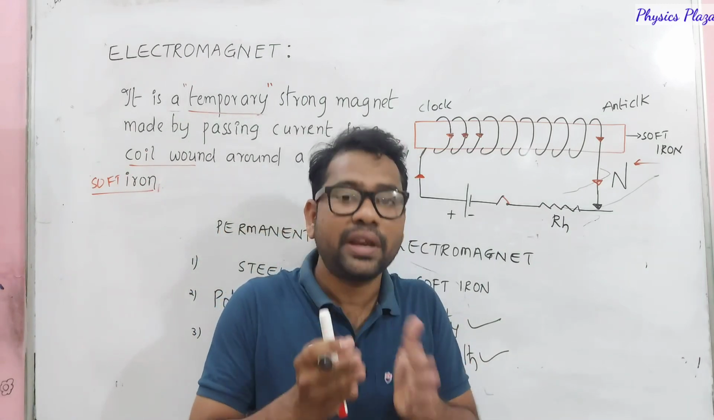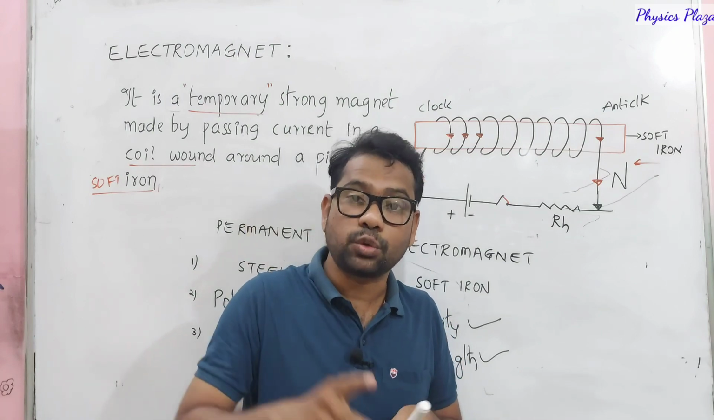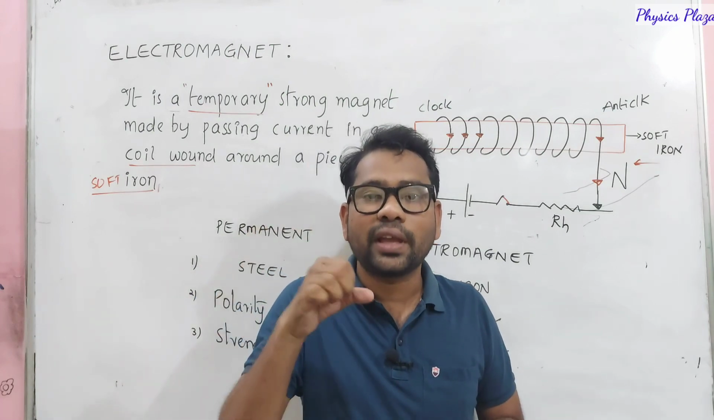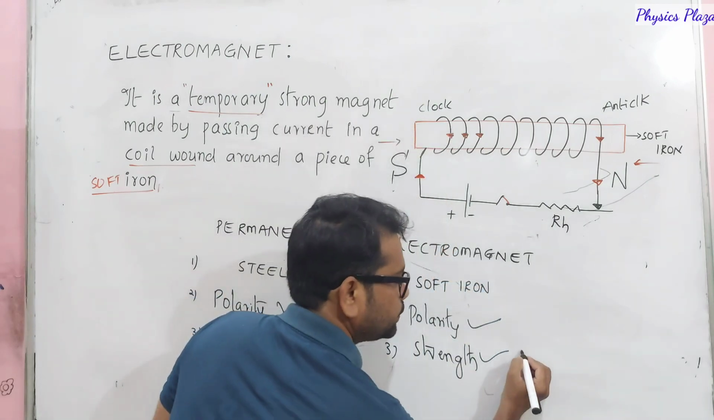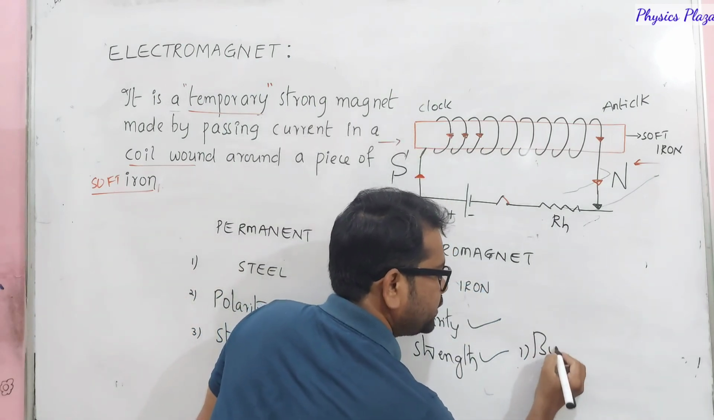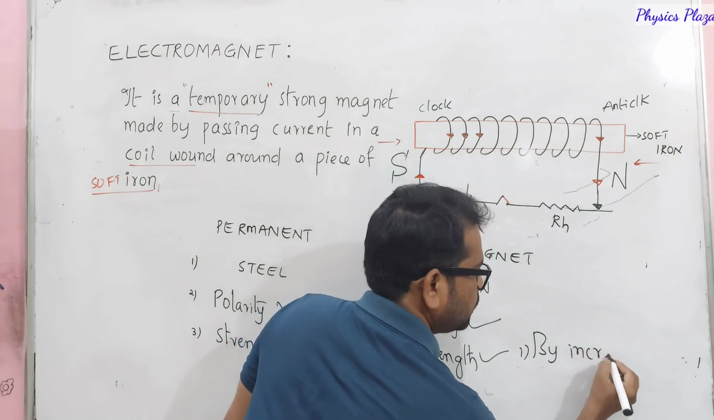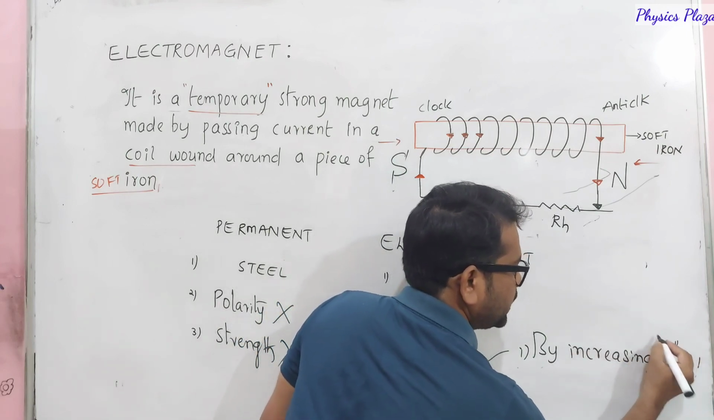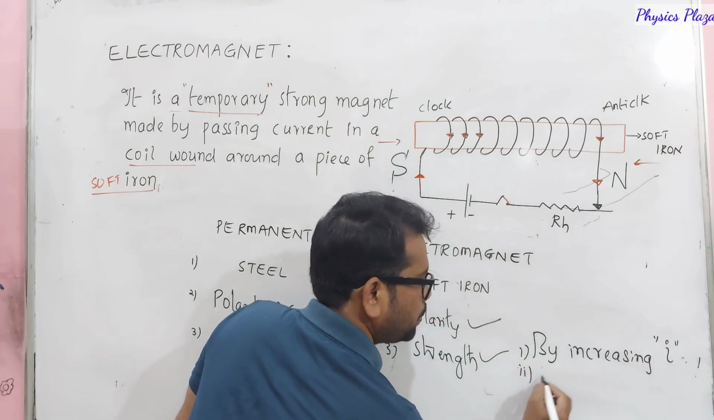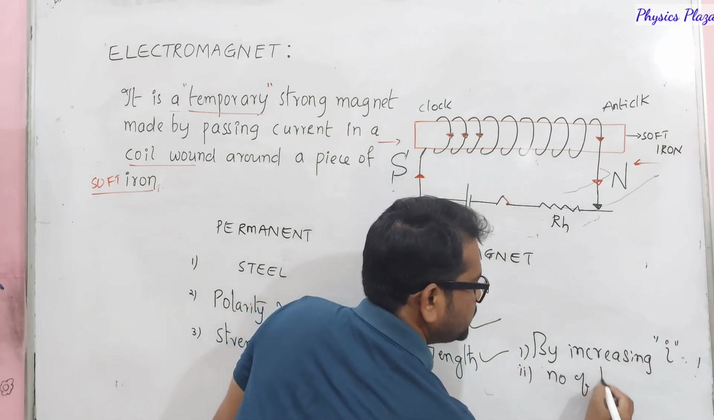Children, this is a very important examination question. In the exam, they'll ask us to write what are the ways in which we can increase the strength of the electromagnet. There are two ways. The first one is by increasing the current. By increasing current with the help of a rheostat, we increase the current. And the second one is by increasing the number of turns, children.